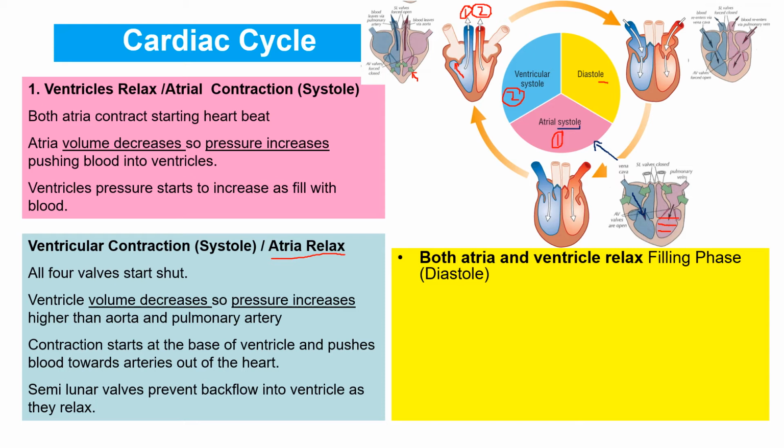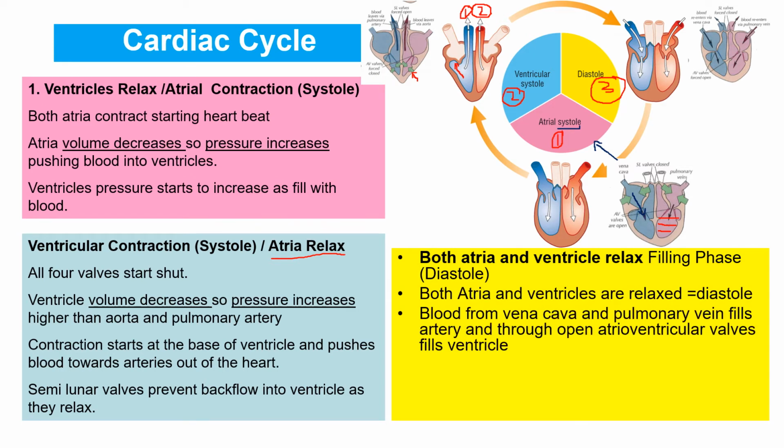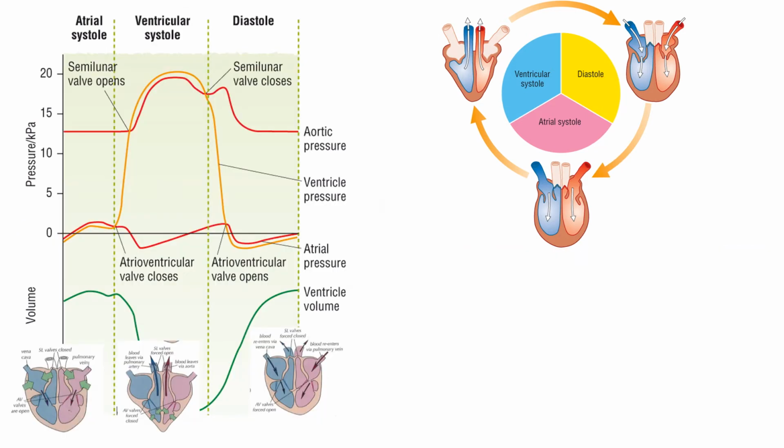Okay, and this is where both the atria and ventricles relax. And it's effectively where the atria start filling full of blood. So blood from the vena cava and the pulmonary vein fills the atria, and goes into the ventricle as well, because the valves will be open. That is the atrioventricular valves.